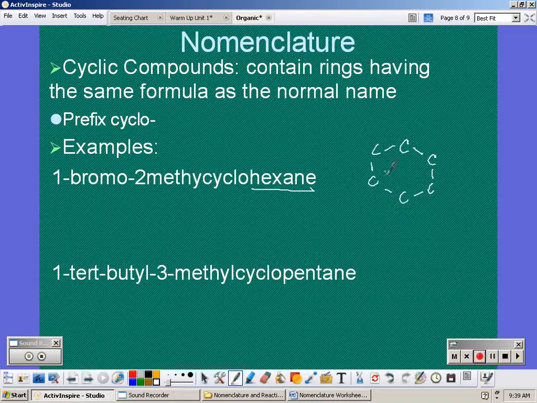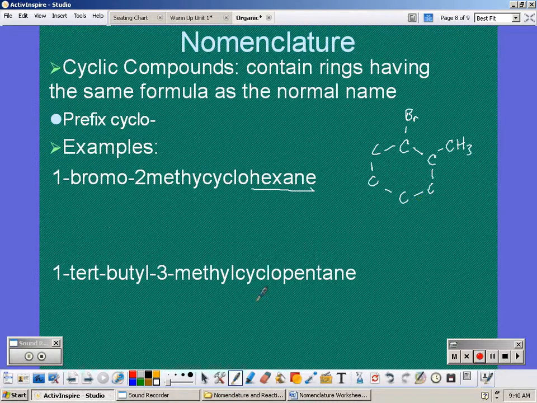I have on the 1st carbon a bromine. It doesn't matter which one that you claim to be 1. I like to use the top as 1 and then go clockwise, but it doesn't matter. So that means on the 2nd carbon I have a methyl group. And again, remember, we could fill in to make all the carbons have 4 by using our hydrogens.